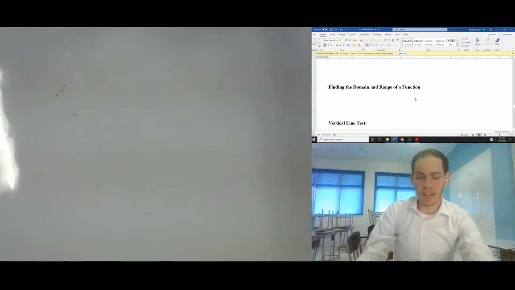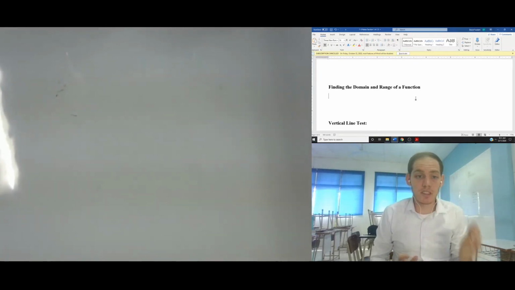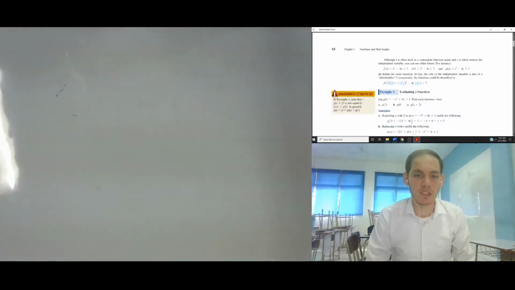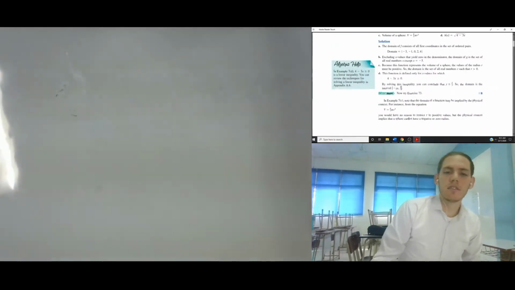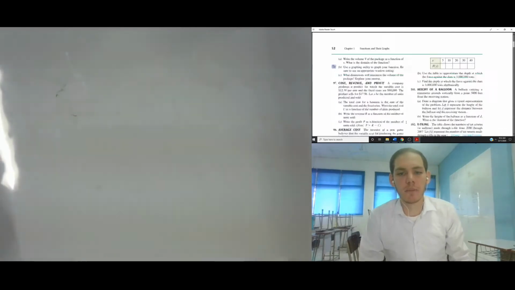Okay. Finding domain and range of a function. So this is actually where we're moving to 1.5. So we're going to start on 1.5. Finding the domain and range. Domain, you go from left to right, okay? And range follows the same pattern. So let's look at domain.